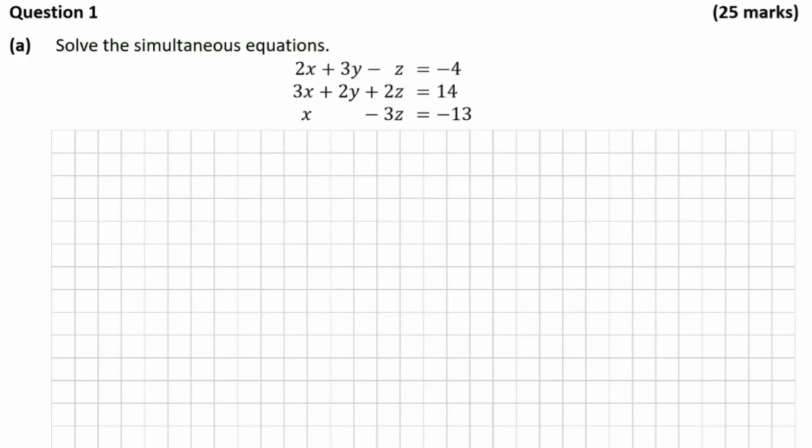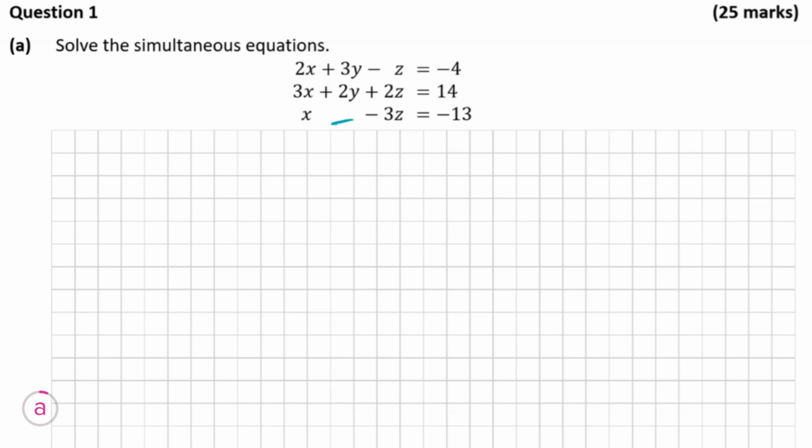Okay, so here's our question. We're asked to solve the following simultaneous equations. And the method for these questions is always going to be the same. So first of all, we're just going to identify which value will be easiest to eliminate. So in this case, it's made pretty easy for us because y is actually already missing.